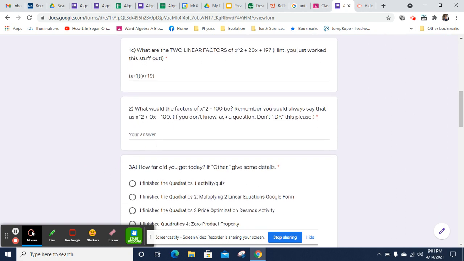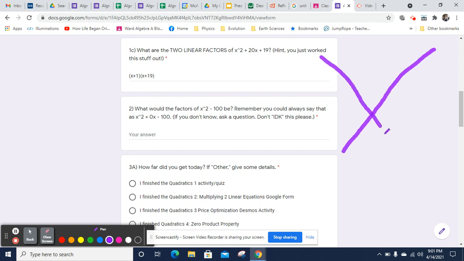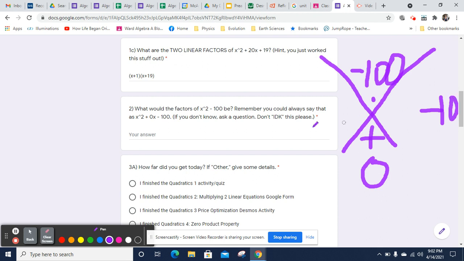What would the factors of x squared minus 100 be? Remember, you could always say that's x squared plus 0x minus 100. So let's make our x thingy. I'll put a multiplication dot because we want a negative 100 as our product. Now, you might already have noticed we probably don't need to do this because this is a difference of squares, and there's a quick way to deal with this. But if you can't see it, you can always do this. And of course, the two factors of negative 100 that add up to 0 are negative 10 and positive 10.